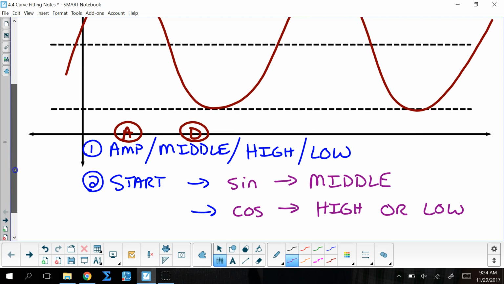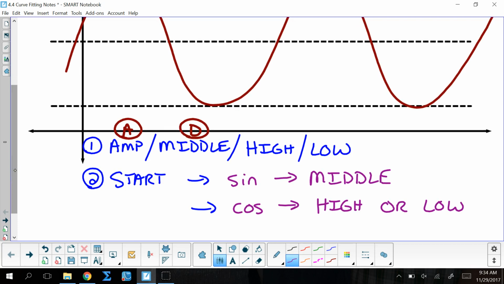Okay? Is there anything else that we need to know? Because what's that start value going to be in my function? C value, right? Okay. So that start value is going to be my C value. Okay. What else do I need to know?